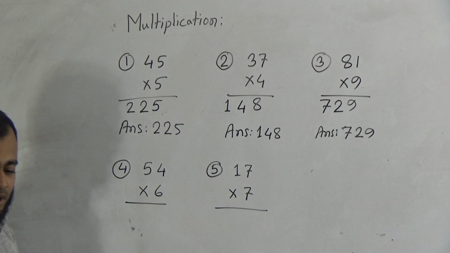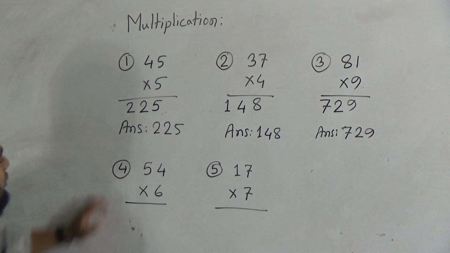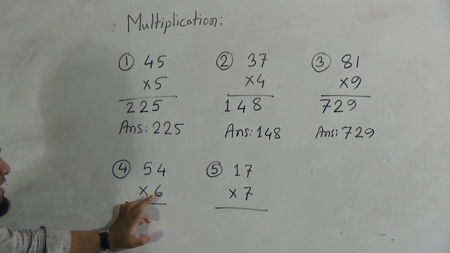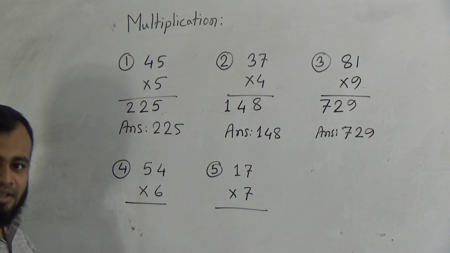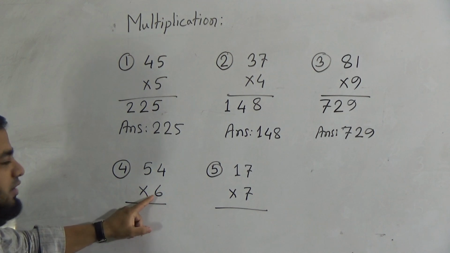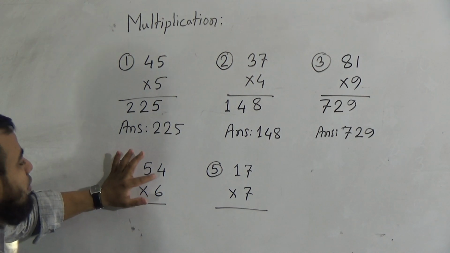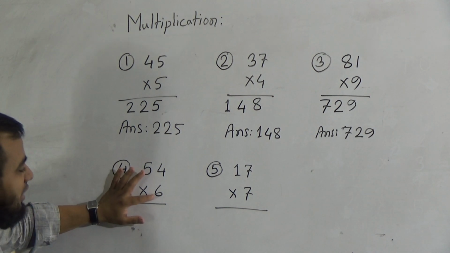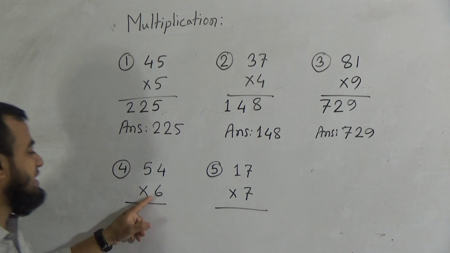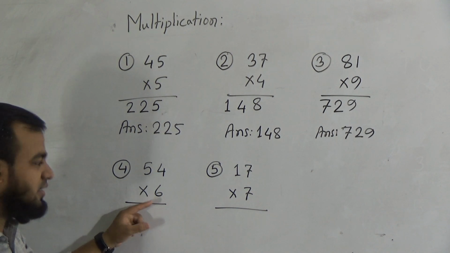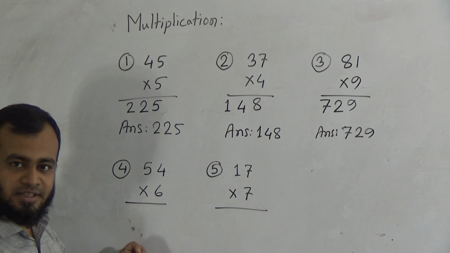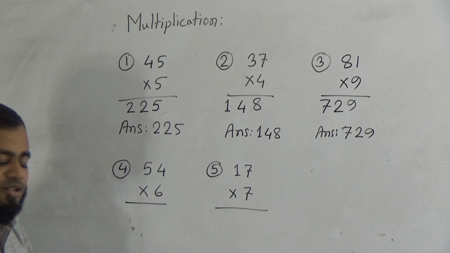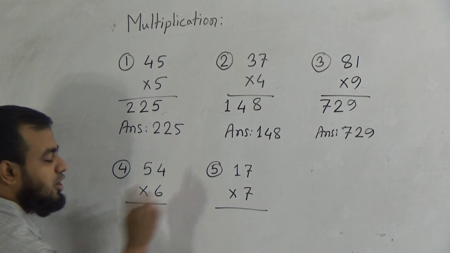Now the next one will be question number 4. Dear students, question number 4 is 54 multiplied with the 6. That means for this multiplication, we should memorize the times table of 6. First of all, we should multiply this 1's place 4 with the 6. To multiply this one, we should count the times table of 6. 6 zeros are 0, 6 ones are 6, 6 twos are 12, 6 threes are 18, and 6 fours are 24.